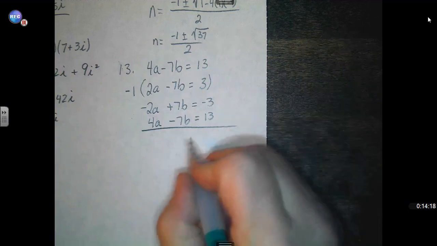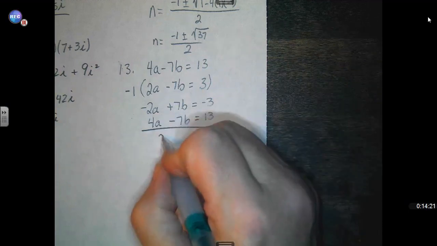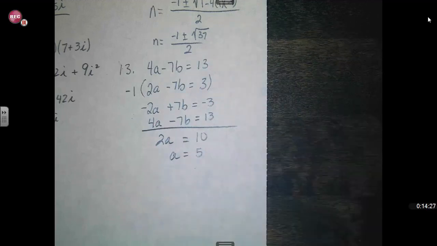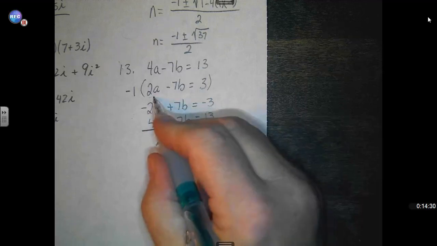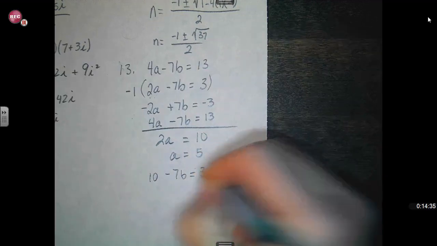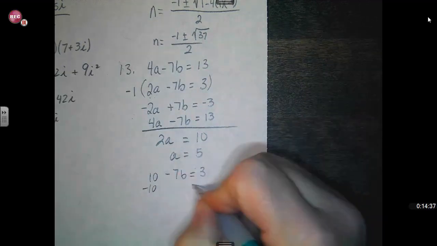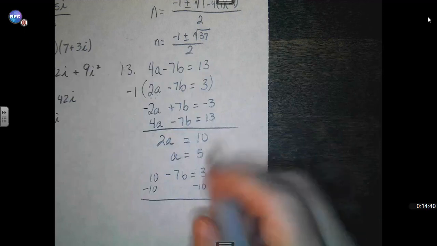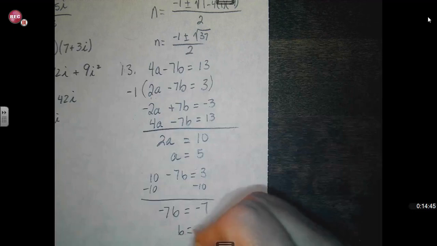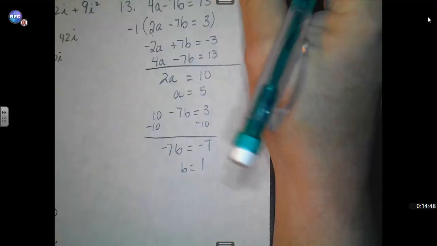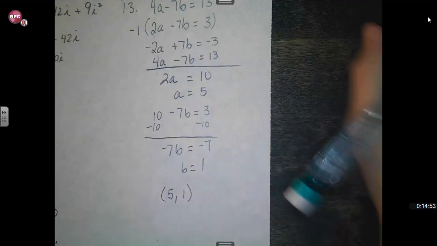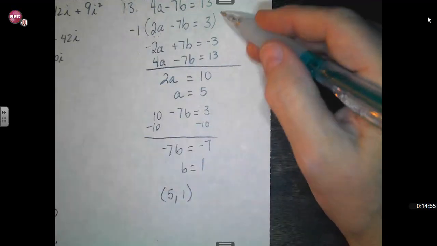And when I add those together, I get 2a equals 10. So a is 5. And I'm going to plug that in right here. So 2 times 5 is 10 minus 7b equals 3. Subtract 10 from both sides, and I get negative 7b equals negative 7. b is 1. We write our answer as an ordered pair, and they go alphabetically. So these two lines intersect at the point 5, 1.